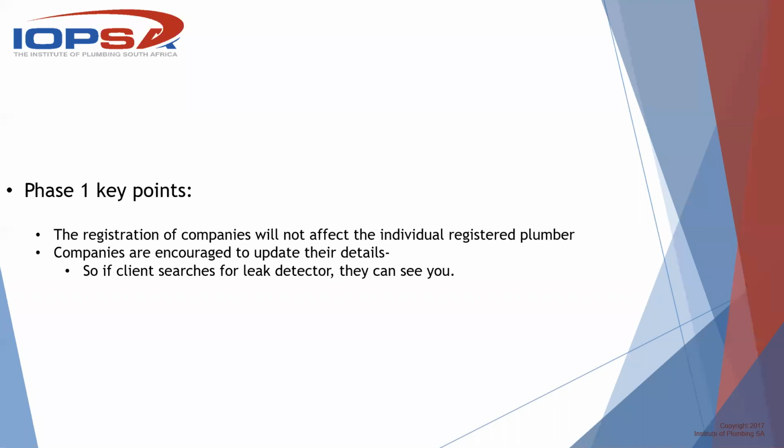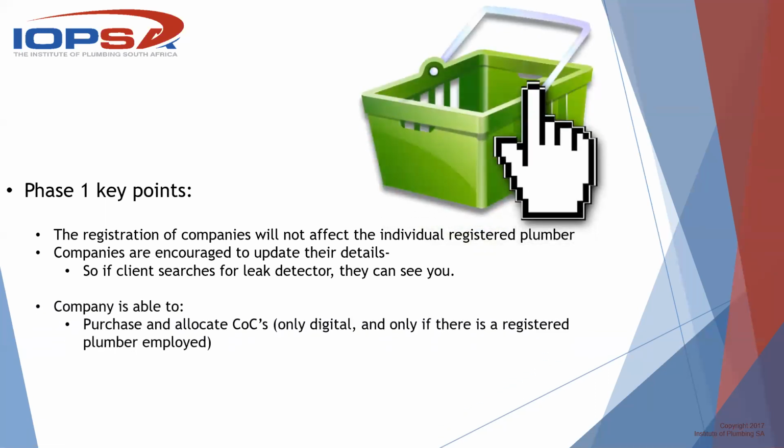So the only thing that changes is that there is an ability for a company to add itself onto the database as well. Companies are encouraged to update their details. So if a client, for example, searches for a leak detector or a drain cleaner or whatever specialization, it will be included in the search results. So what does this enable the company to actually do over and above what it can do now?